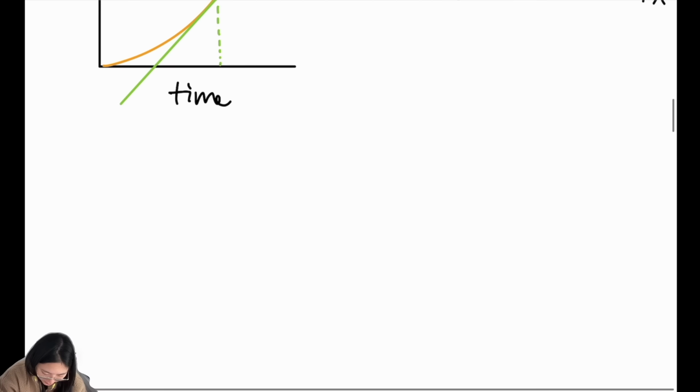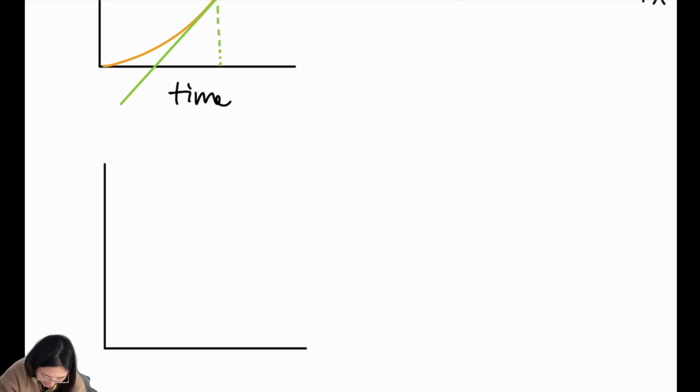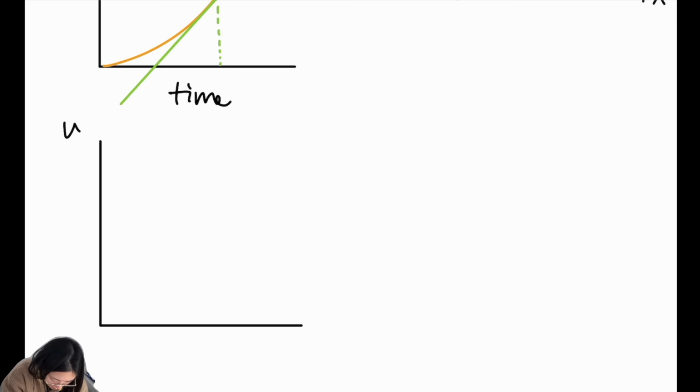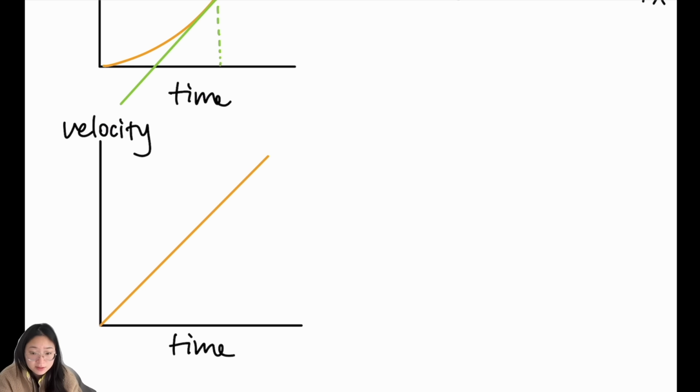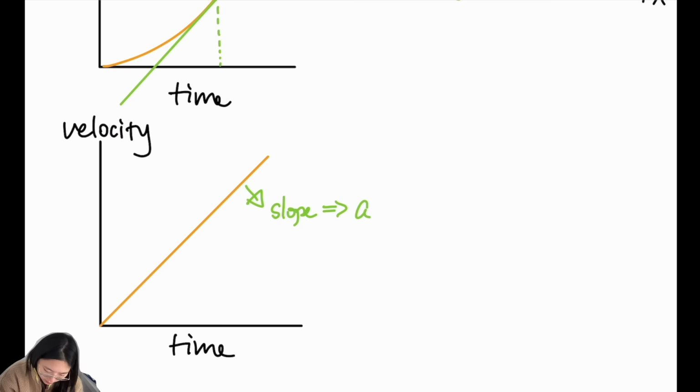So based on this position versus time graph, I can come up with a velocity versus time graph. And on this velocity versus time graph, velocity must be increasing from 0. And on this velocity versus time graph, I can also find the acceleration by taking the slope of this velocity versus time graph line. So the slope of this linear line is the acceleration. And since this is a linear line, its acceleration is always constant from the very beginning to the end, which means it's a constant acceleration motion.